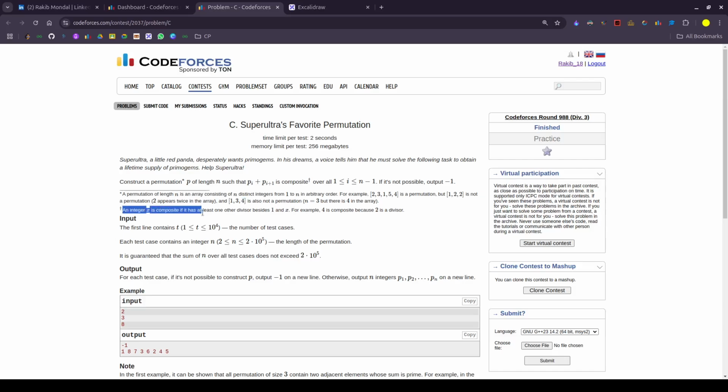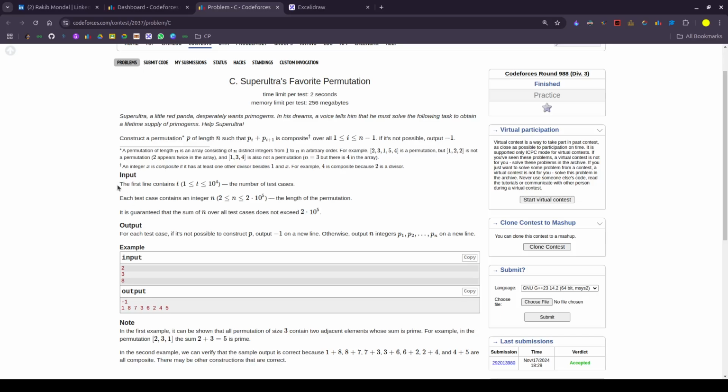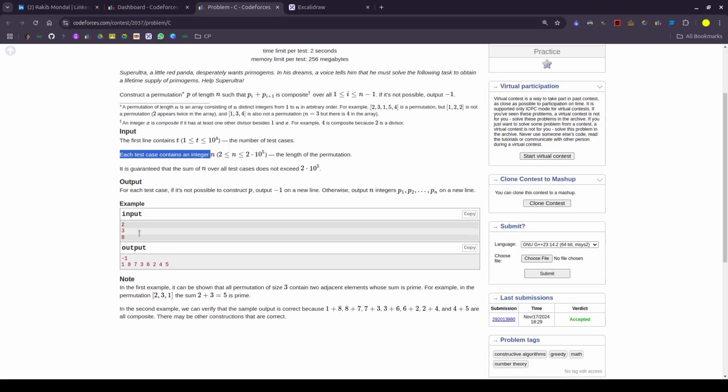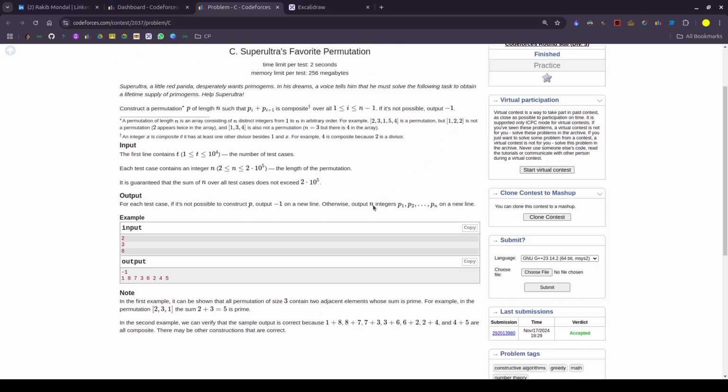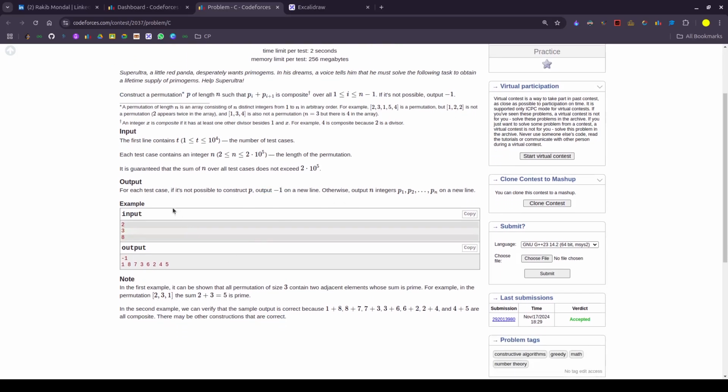And an integer x is composite if it has at least one other divisor besides 1 and x itself. Okay. For example, 4 is composite because 1 and 4 are divisors of 4, but as well as that, 2 is also a divisor of 4. So in the input, the first line contains t, the number of test cases. Each test case contains an integer n, the length of the permutation, and we have to build a permutation p which will satisfy this condition. Okay, if it is not possible, then we can directly output minus 1.